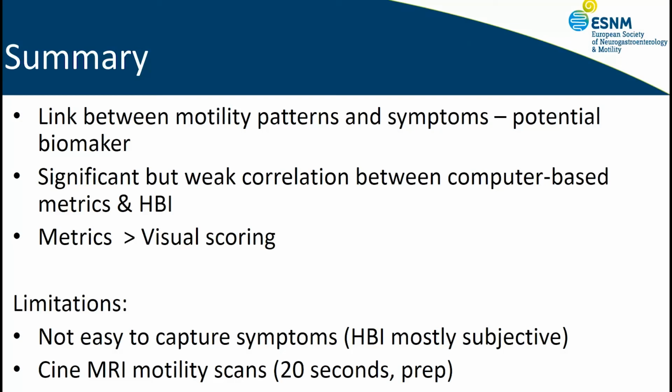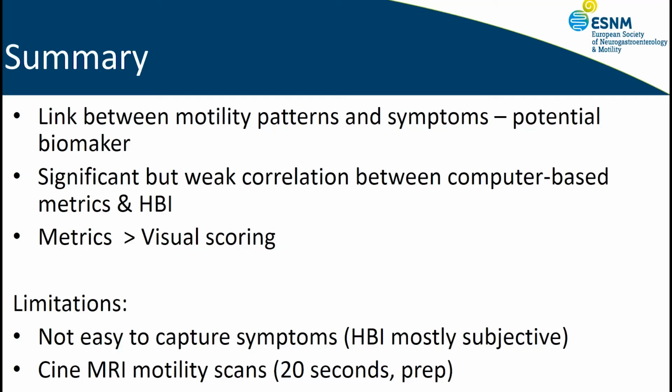This is a significant but weak correlation between the combination of computer-based metrics and HBI, although these metrics are an improvement on visual scoring. The limitation with this study is it's not easy to capture symptoms due to HBI being mostly subjective, and cine MRI motility scans may need to be longer, because 20 seconds may not be long enough to see the motility patterns we're looking for, and the preparation might not be the best.